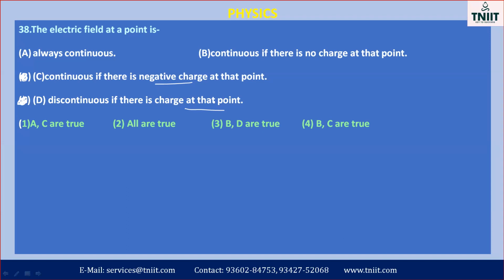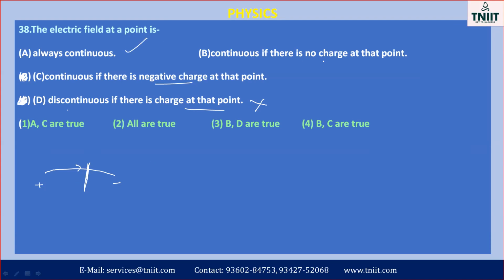What are the properties of electric field lines? Electric field lines, let us say if that is going here like this. If it is positive or negative, it will go continuously without having any break, right? And electric field lines cannot be discontinuous. So option D is ruled out. And electric field is continuous.